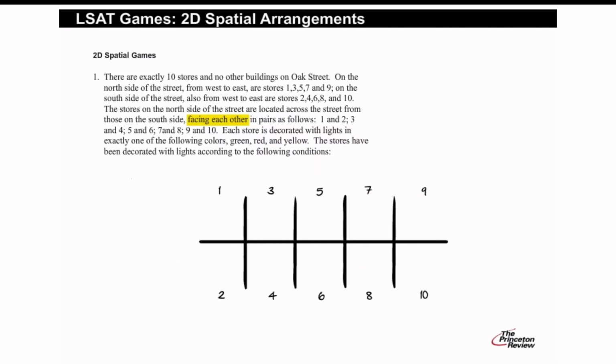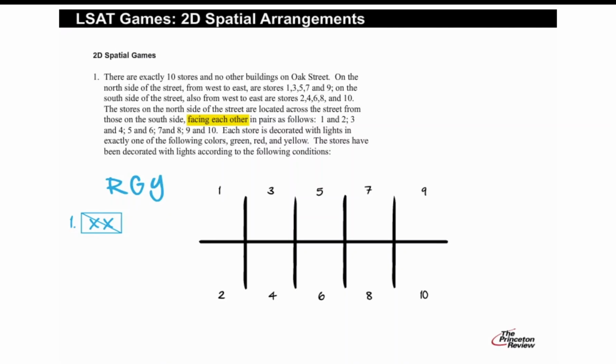The inventory is R, G, or Y for the colors of lights that decorate the stores. Now, move on to symbolizing the clues. Clue 1. No store is decorated with lights of the same color as those of any store next to it. Since this clue applies to all three elements, you can just put an XX anti-block to remind you that two of the same colored lights can't go next to each other.